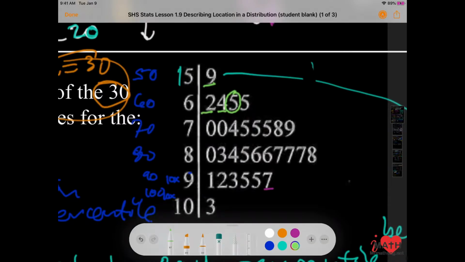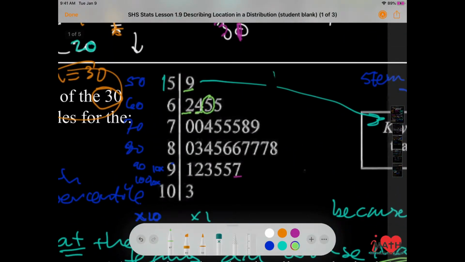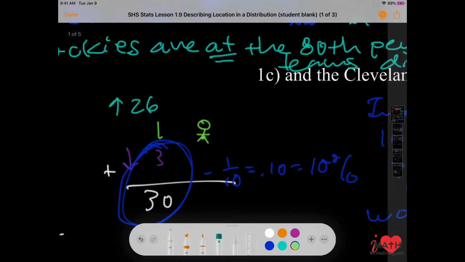So the Cleveland Indians had 65 wins. So this team had 64, 62, 59. Okay, so that means there are 3 teams below them. Okay, the green here represents the Cleveland Indians. And that means there are 26 other teams that are above them who had more wins than they did. A number bigger than 65. So what is the number below? That's only 3 teams.